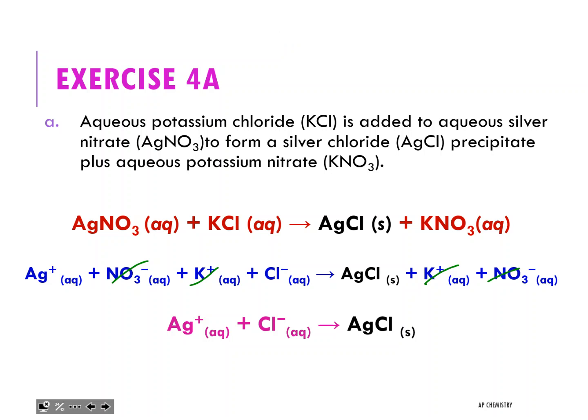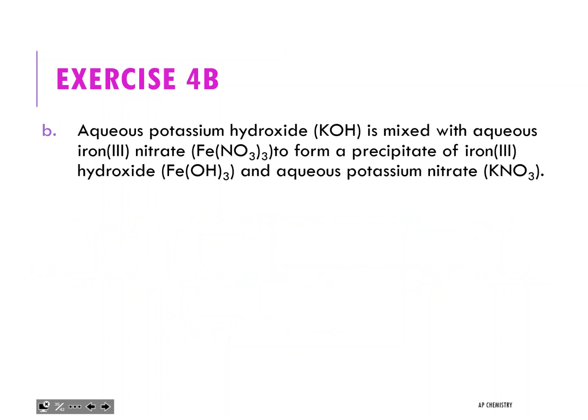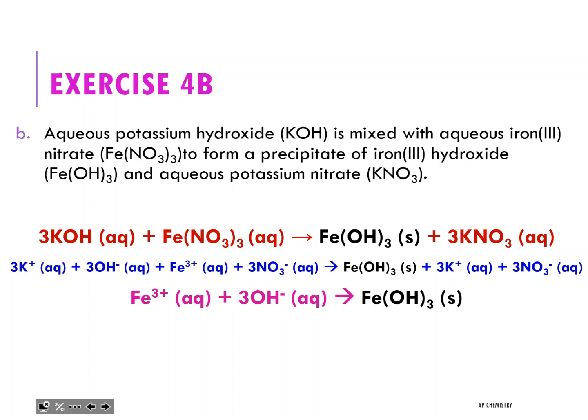That one was, like I said, on the easier side because the balancing is much easier. The next one, though, here, you probably noticed that you had to balance the overall. And that balancing and writing the formulas correctly had to be brought down into the complete and net ionic. So you needed 3 of the potassium hydroxides. 1 of the iron 3 nitrates gave you iron 3 hydroxide, which is the one that precipitated out here. And then over here to the right, the potassium nitrate stayed aqueous. Just remember to bring down the coefficients like so.